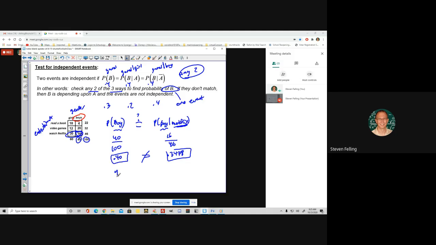So we'd have to say gender depends on entertainment, right? Actually, it's not going to change. It would probably be better to write that the other way around. Entertainment choice depends on gender. Okay, so that's the idea. Pick one value of one variable and find two different ways to compute it. Now I could have done boy given book compared to boy given games. As long as they match, then that means they're independent. If they don't match, they aren't. So that's our test for independence.